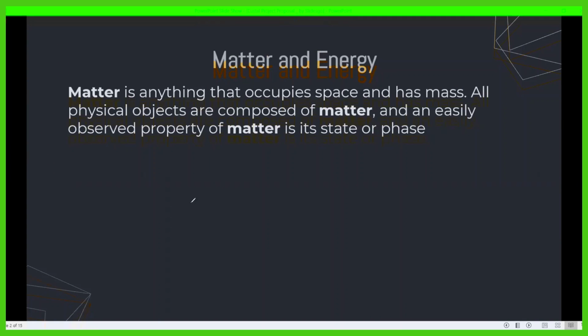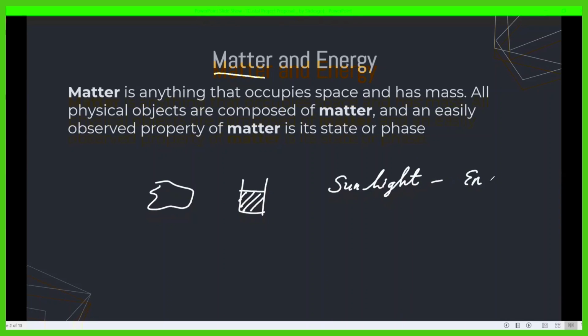For an example, if we are thinking about a piece of paper, it does occupy a space and it has a mass. So it belongs to the category of matter. Or a glass of water, the water. If you're thinking about the water, it occupies a space and it has a mass, so it is a matter. But if we are thinking about the sunlight, which does not have any mass or does not occupy space, so sunlight is a form of energy. And the sound energy. So the sound energy does not occupy a space and does not have mass, so for sure sound energy is a form of energy.